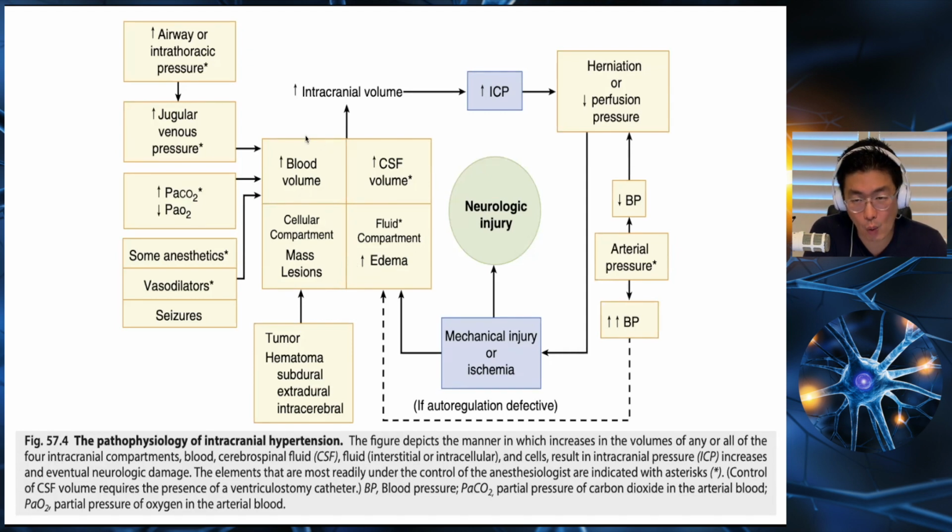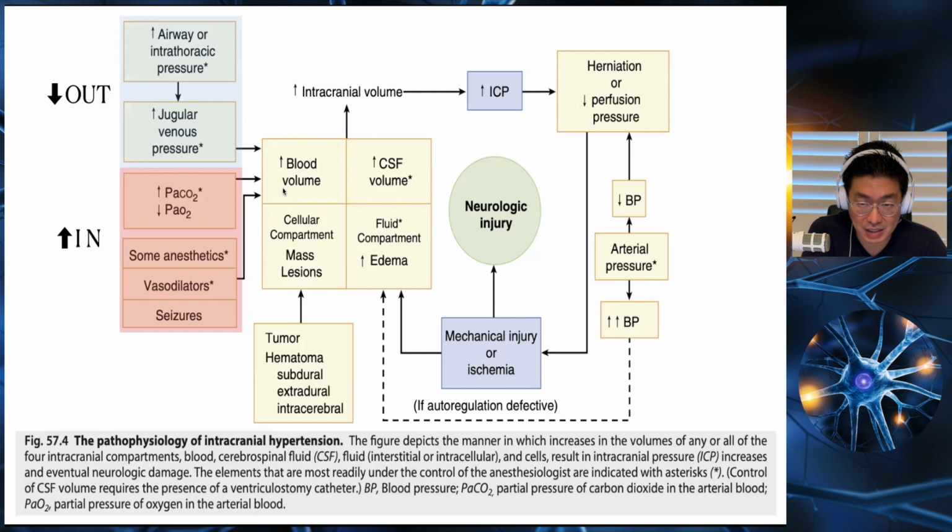Now we're going to talk about what increases the blood volume. So really, two things can increase the blood volume. Anything that increases blood flow in. So these are factors that will affect your cerebral blood flow. In other words, PaCO2, PaO2, anesthetics, vasodilators, seizures. So these affect your CMRO2, okay? And these will affect blood going in.